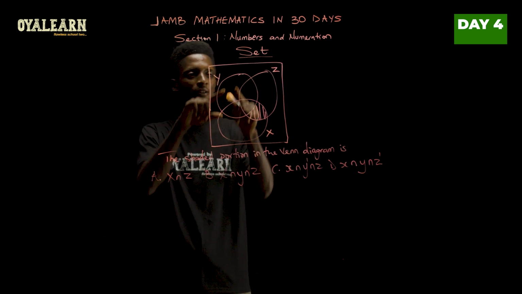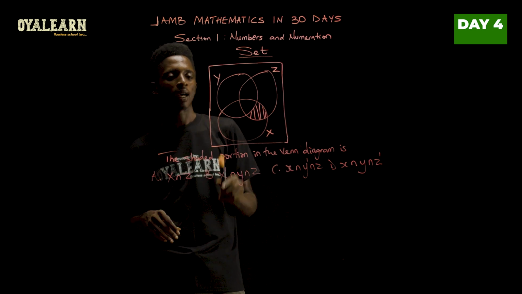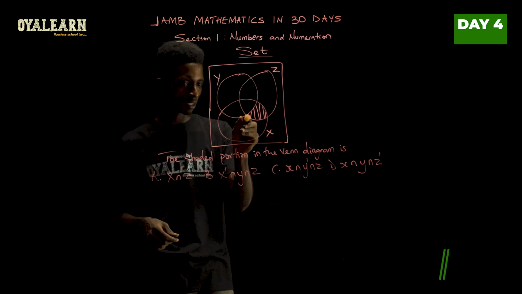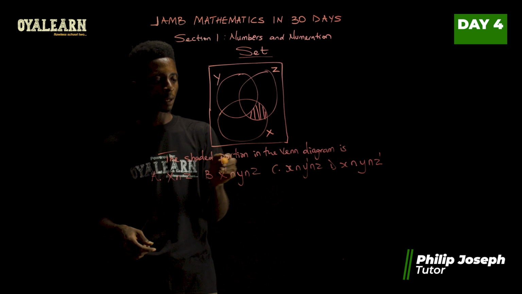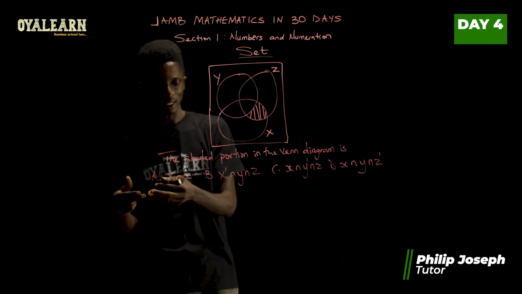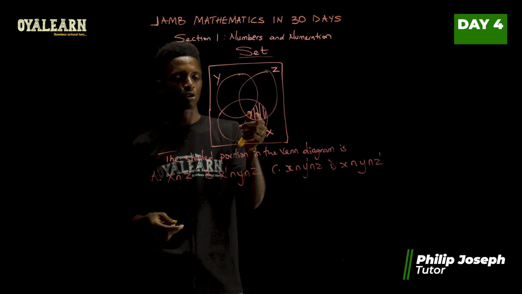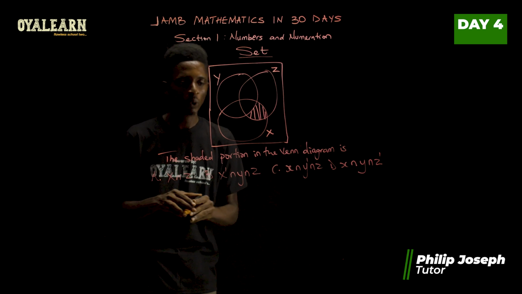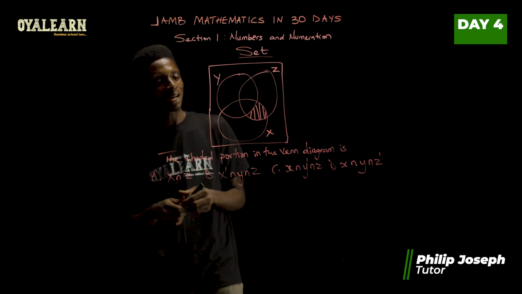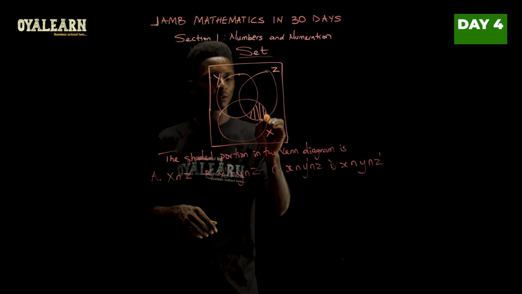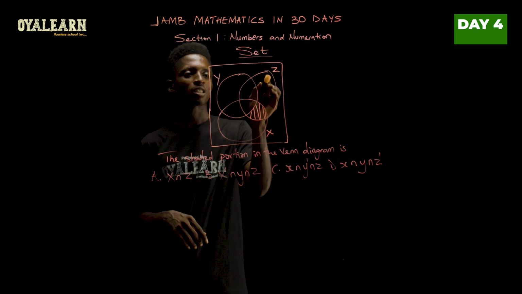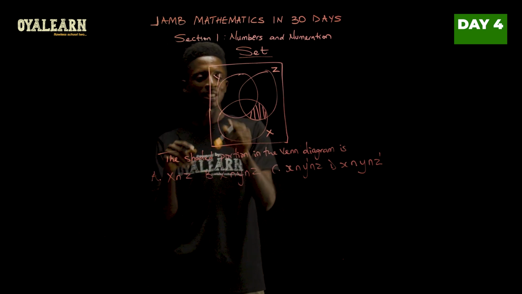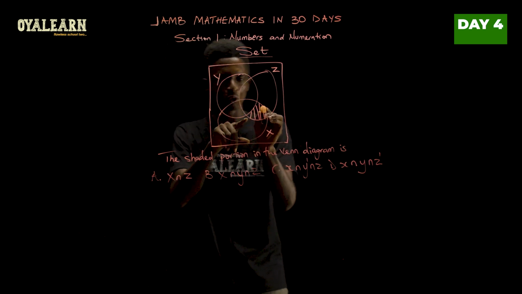Now in this question, we are given a Venn diagram and we have subsets Y, Z, and X. And we have this portion shaded. So we are told the shaded portion in the Venn diagram is, that is, which of these options tells us of the shaded portion in this Venn diagram. Now, when you consider the portion that is shaded, you see that that portion is found in the loop of X just as much as it is found in the loop for Z. Now, don't be quick to say it is X intersect Z. You still have to look carefully.